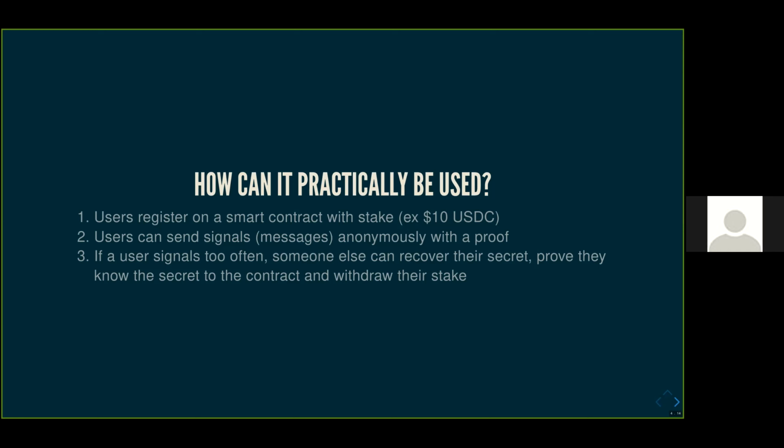If they message too often, then someone else can recover their secret. We have a Circom file with which you can prove that you know the secret of someone else to be able to withdraw their stake. So essentially someone else can remove their stake, so there's some financial incentive to check other people's work, and they will get kicked out of the system.